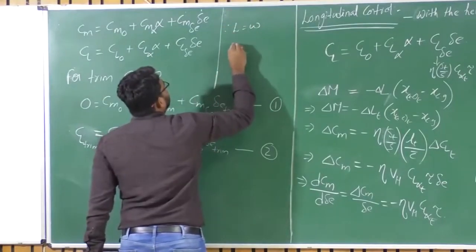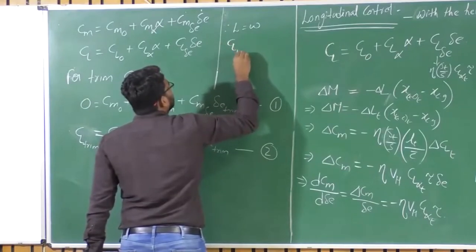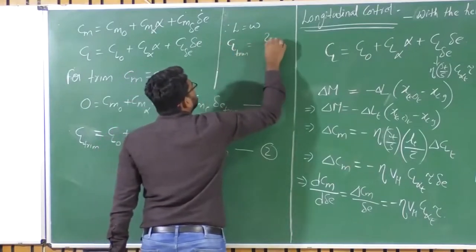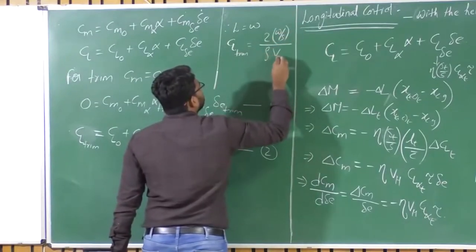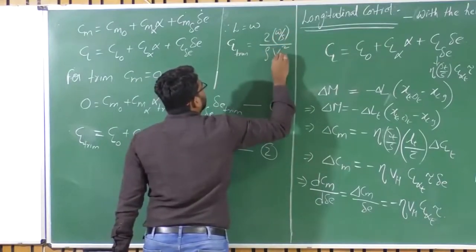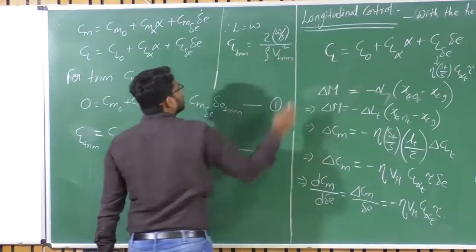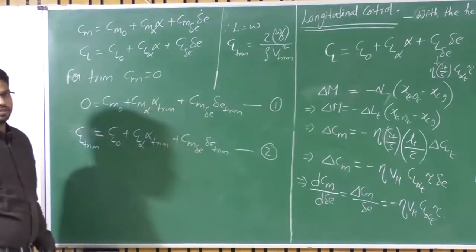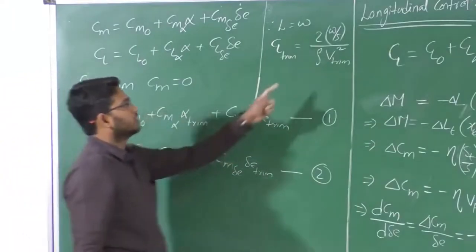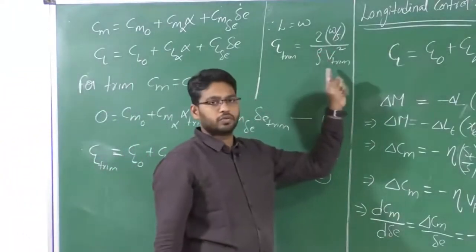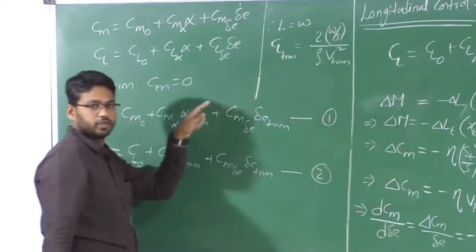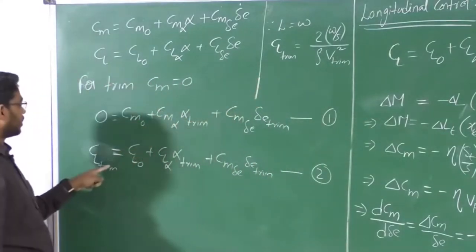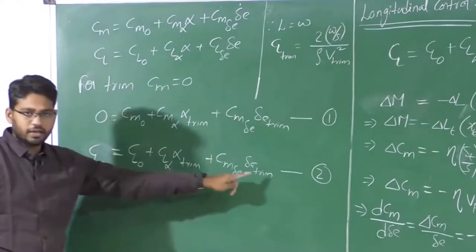Okay. So CL trim is equal to twice the wing loading upon rho times V infinity square, or V trim square, the velocity for that particular trim condition. So given the data about this and the flight velocity that you want to fly, you can find out the corresponding trim lift coefficient CL that you require. So for this lift coefficient, what should be the alpha trim and delta E trim?